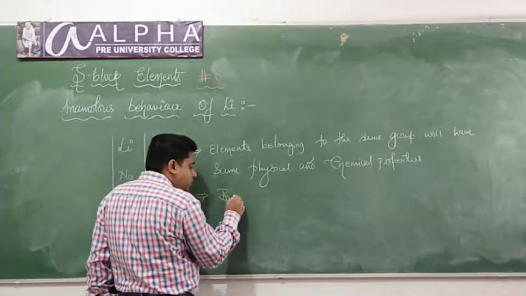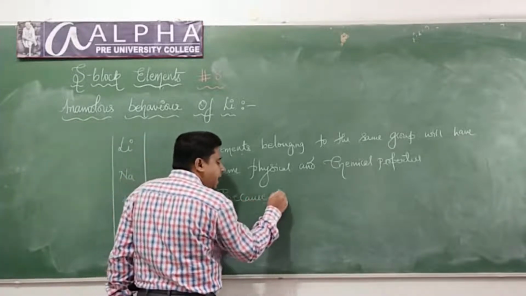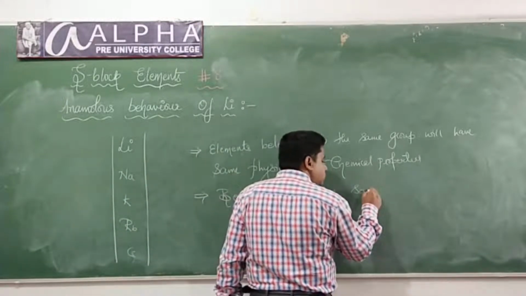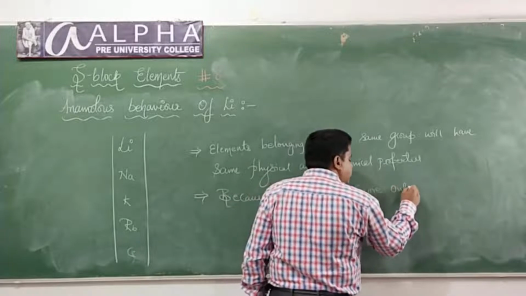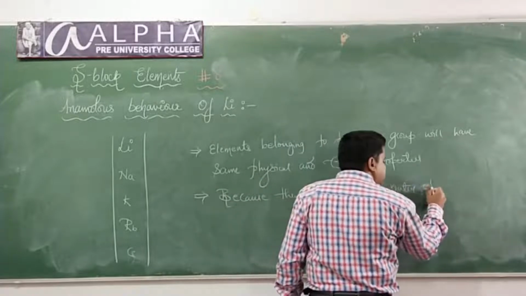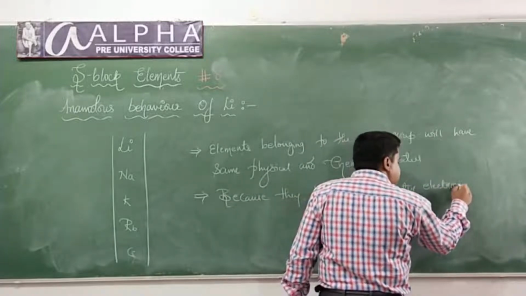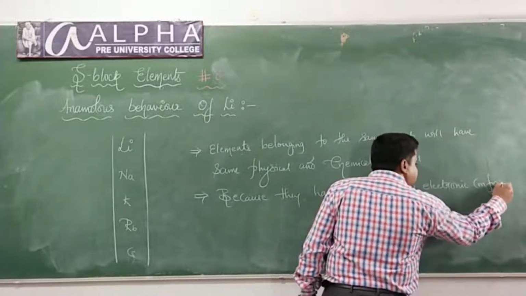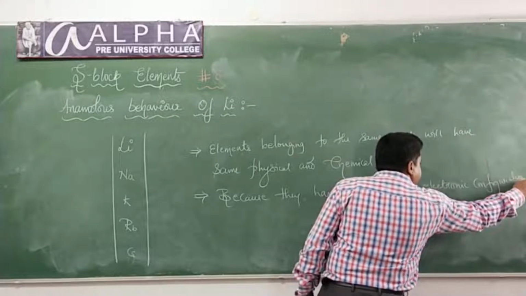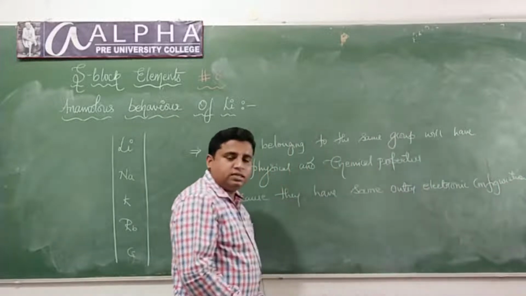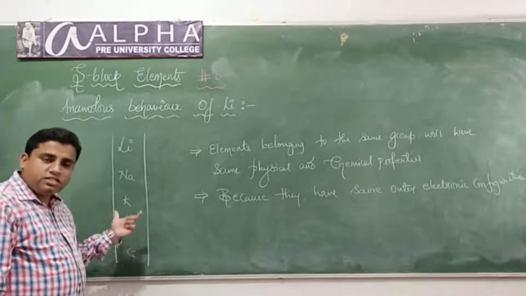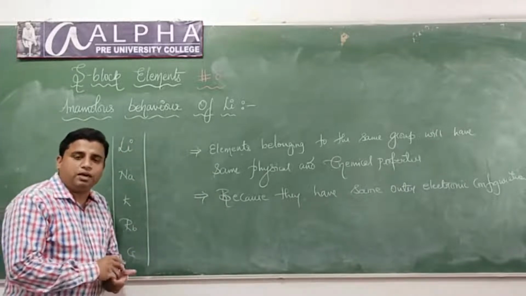Because they have the same outer electronic configuration. Since the outer electronic configuration of all the elements belonging to the same group is the same, they'll have the same physical and chemical properties.